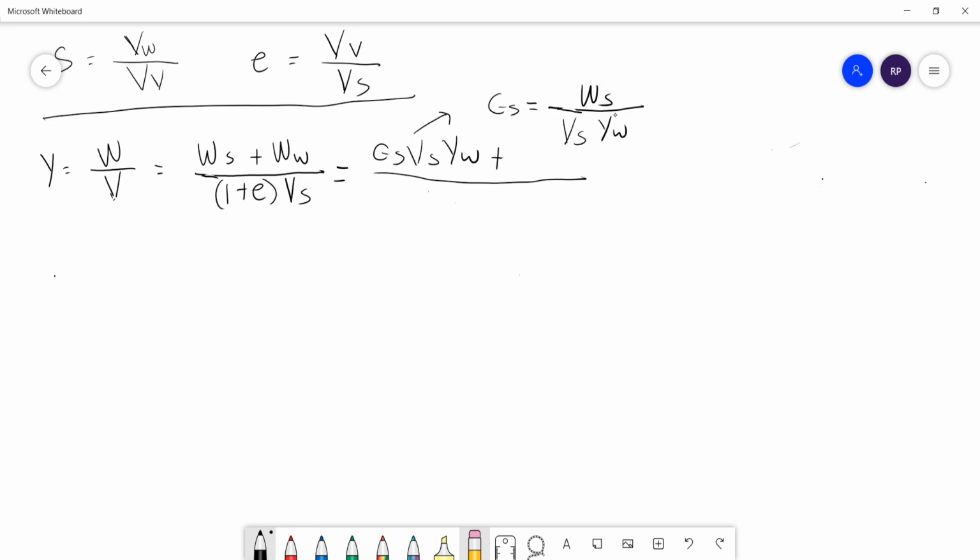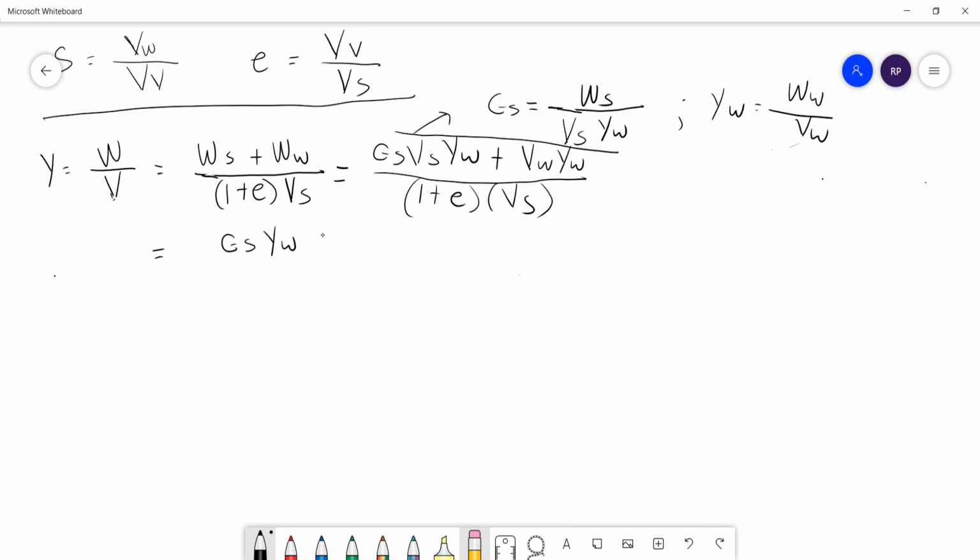And for our Ww, from the definition of your unit weight, that is Ww all over Vw, so we will have Vw Yw, all over 1 plus e multiplied by your Vs. If we distribute this, we would have Gs Yw, plus Vw all over Vs times Yw, all over 1 plus e. So this is the remaining problem.